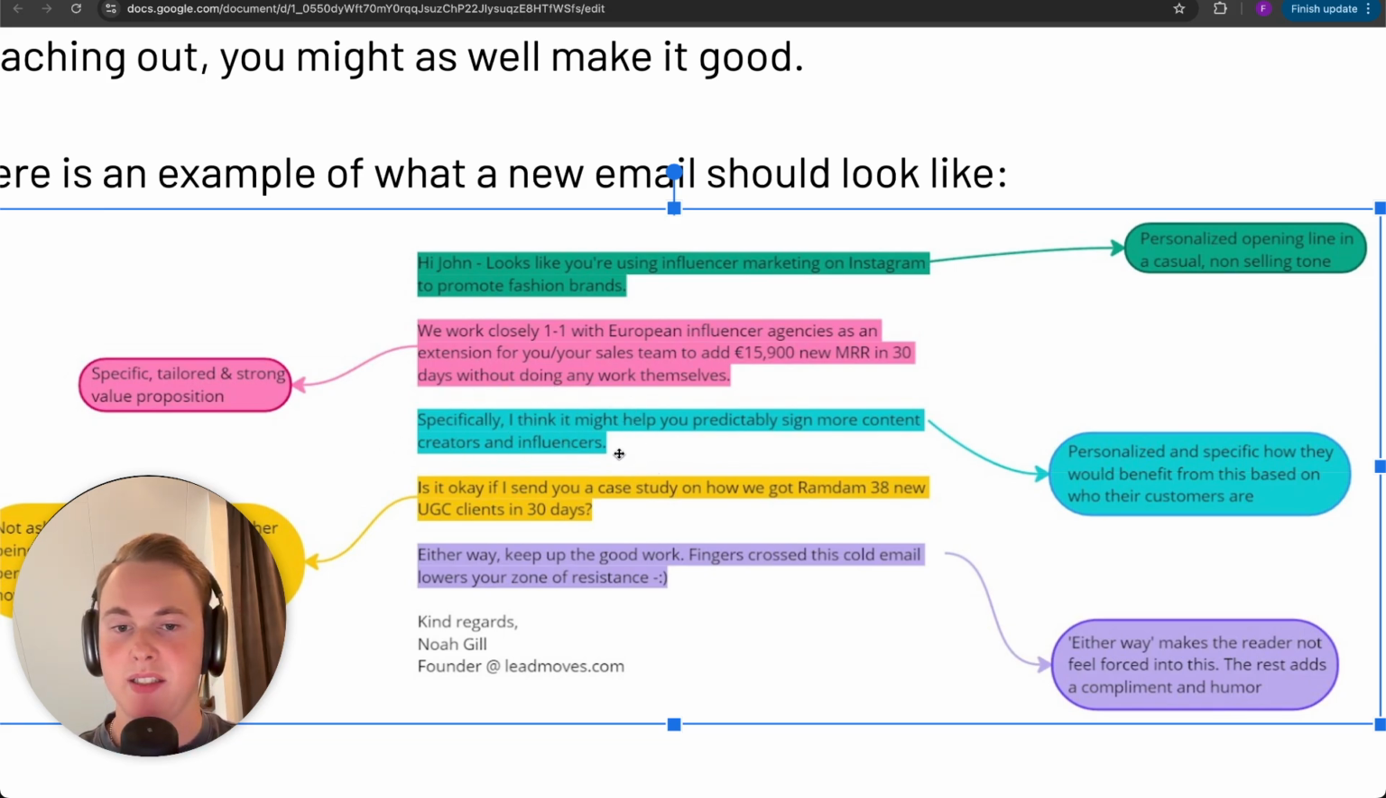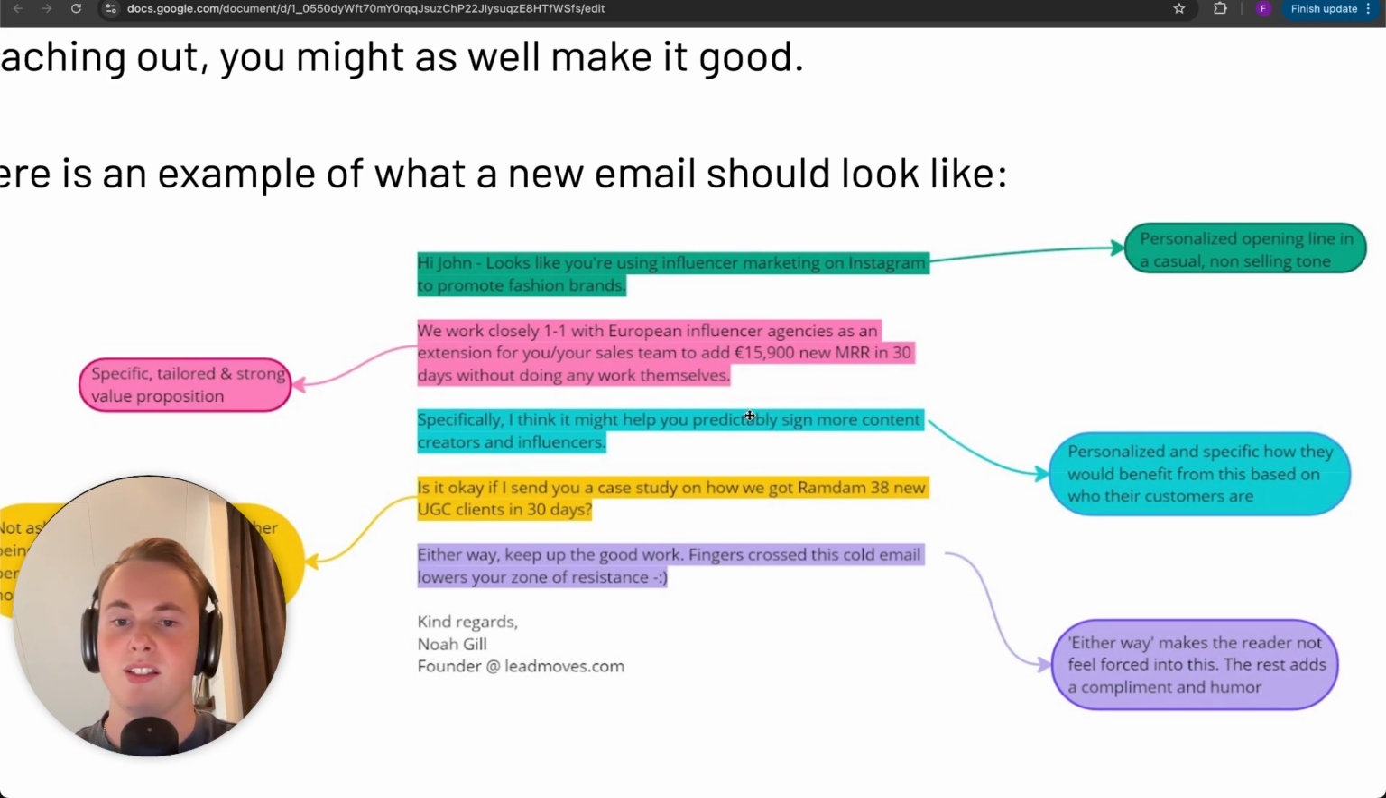Specifically, I think it might help you predictably sign more content creators and influencers. And this was an example of what the company wanted to have as clients, basically. They wanted to have more content creators and influencers. And the thing with this specifically part is also that it's not like I know I can generate you tons of money. You want to be confident, of course, but you can't overdo it.